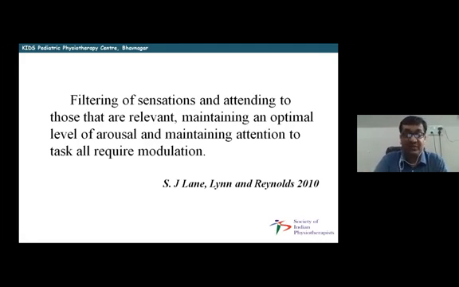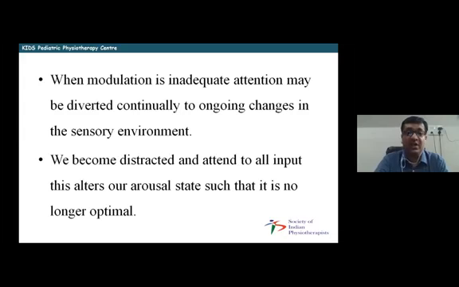So for this, we need good sensory modulation. When modulation is inadequate, attention may be diverted continually to ongoing changes in the sensory environment. If something happens behind me or in my clinic or in my house, and I continuously keep looking at the other side, it means my modulation is not adequate and I have inadequate attention to complete this functional task. We become distracted and attend to all other inputs we are getting from our environment. So we are unable to maintain an optimal level of arousal.